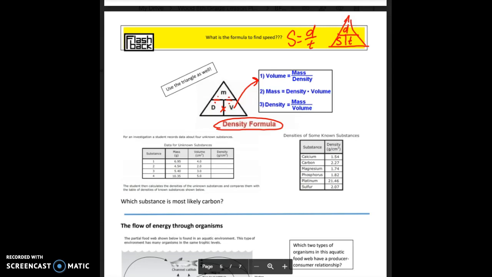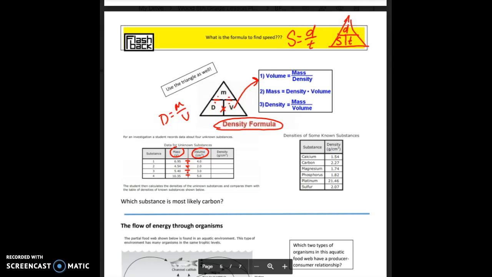For an investigation, a student records data for 4 unknown substances. Here we have the substances, the masses, and the volumes. We're looking for the density. Okay, since we're looking for density, density is equal to mass divided by volume. So we're going to take this number and divide it by the volume number and get the density.